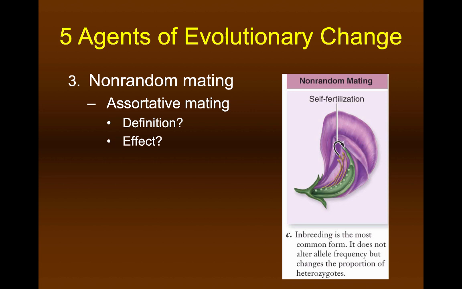Now, non-random mating actually comes in two forms. Non-random mating can be in the form of assortative mating, which is where individuals choose to mate with those individuals who are somehow similar to themselves, right? So in our example of the cats, assortative mating would be if black cats preferentially mated with black cats and white cats preferentially mated with white cats.